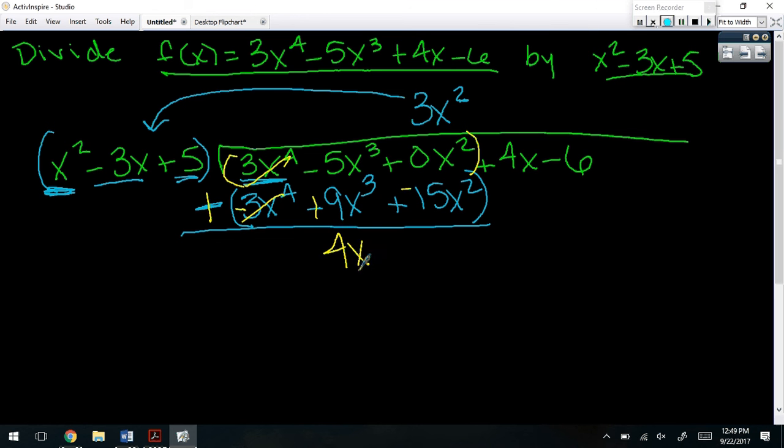4x cubed. 0x squared minus 15x squared. Negative 15x squared. Okay. Now wait, what about 4x? We're fixing to, but I want you to see step by step, okay? Is everybody with me? Yes. I multiplied through, I subtracted, and that's where I am now. So flip back over to the other example.